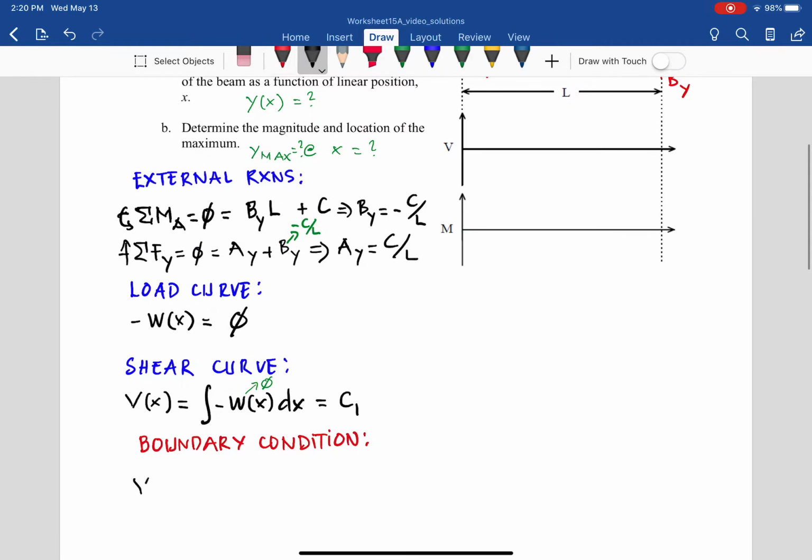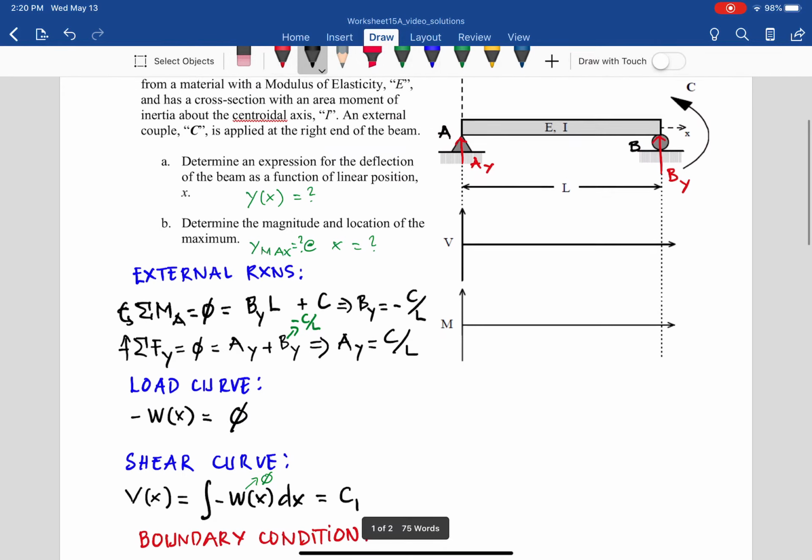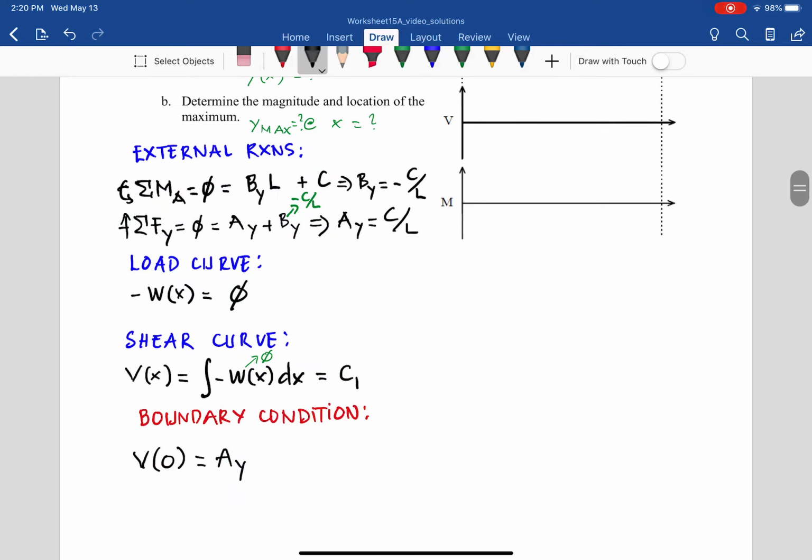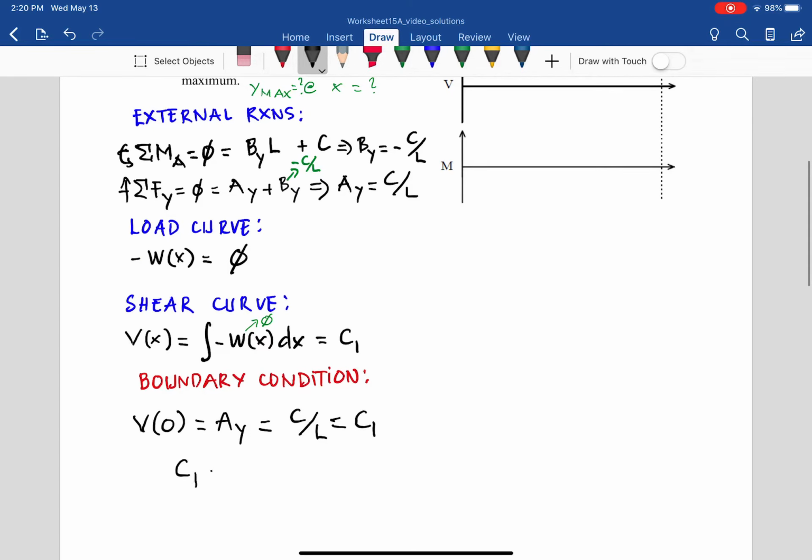So we have V0 equal to V equal to AY, with either reaction at A, and in that case it's equal to C over L, that we already found out, and the constant happens to be equal to C1. So from that, as you can see, C1 equals C over L.